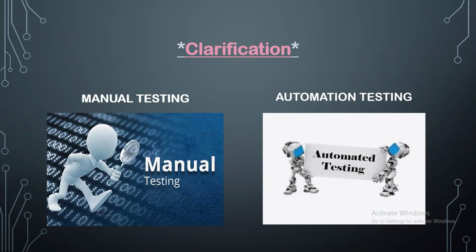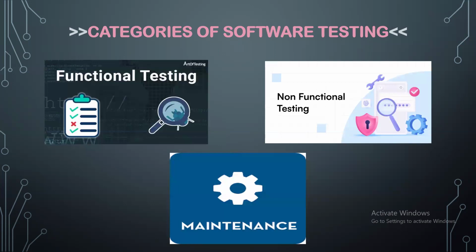Both manual and automation testing are categorized into three different categories: functional testing, non-functional testing, and maintenance. These are the categories of software testing. In both manual and automation, we have these three categories of testing. So let us see them one by one. Functional testing.